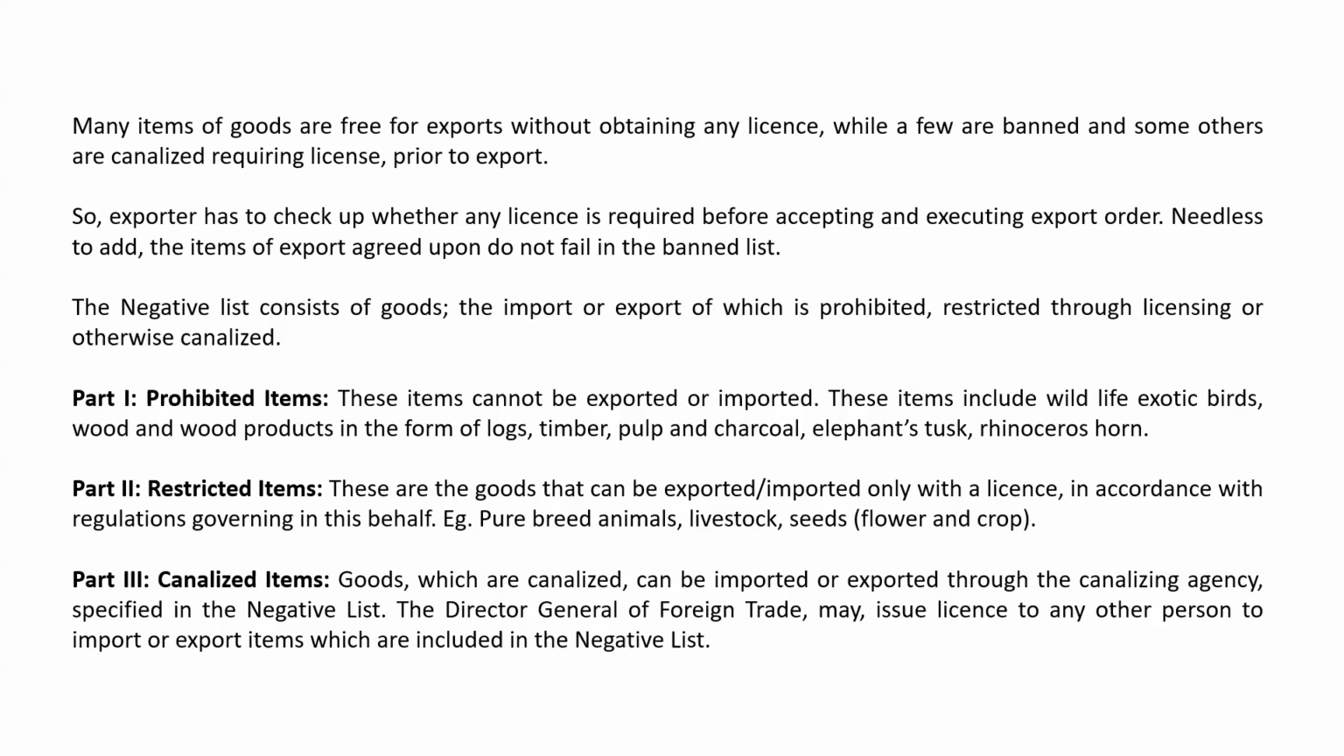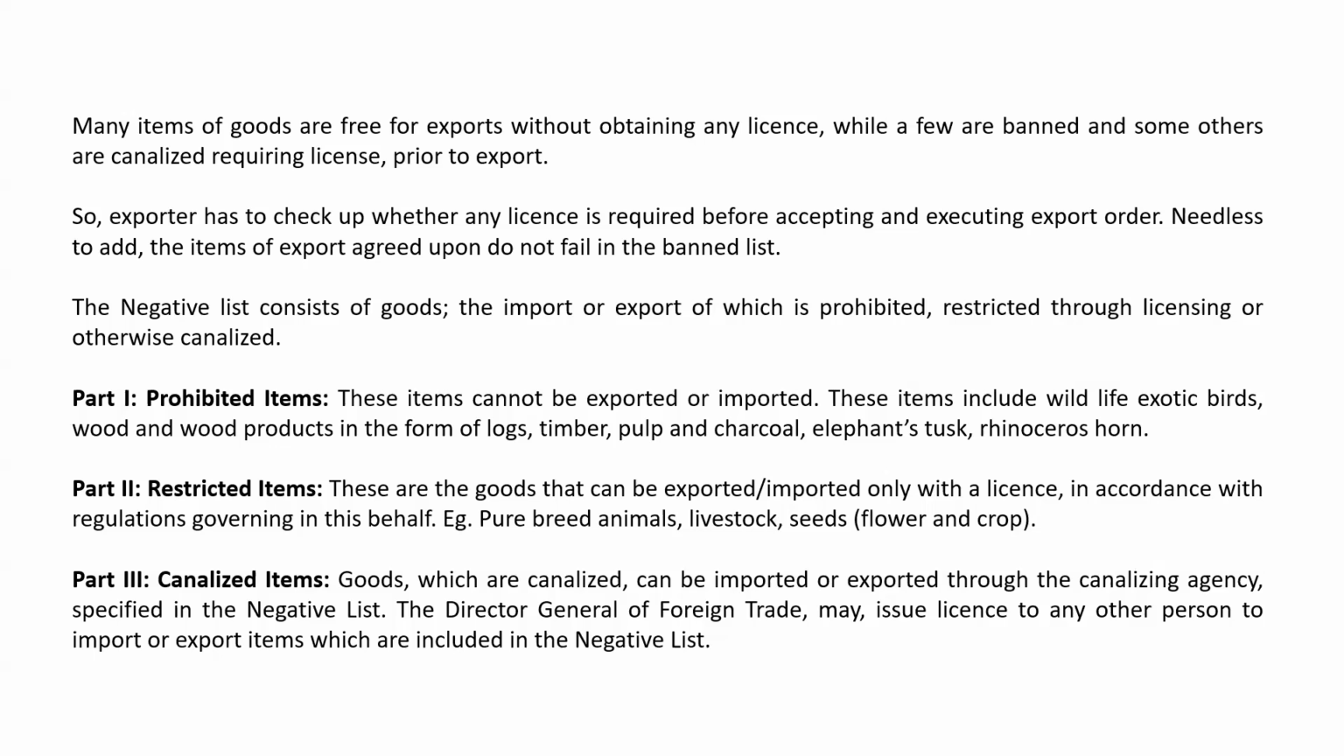Canalized items can only be exported or imported through a canalized agency, because these items are considered the country's natural produce, and are in bulk quantity as well. So not just a sample will be exported, but this would be carried in bulk. For example, grains, rice, or other natural produce, like cash crops, cotton, sugar cane, whatever it is, comes under the nation's gross domestic products.